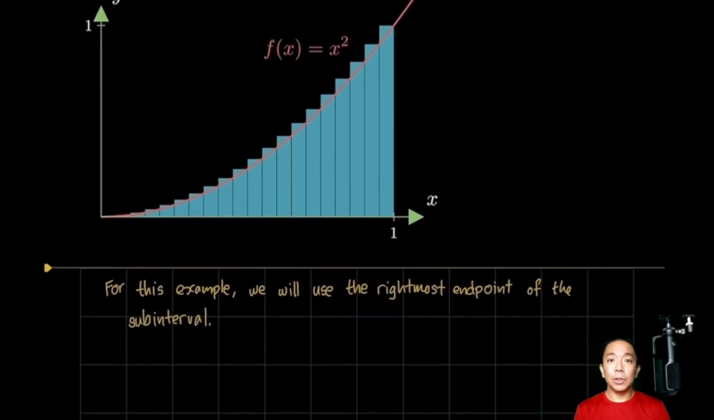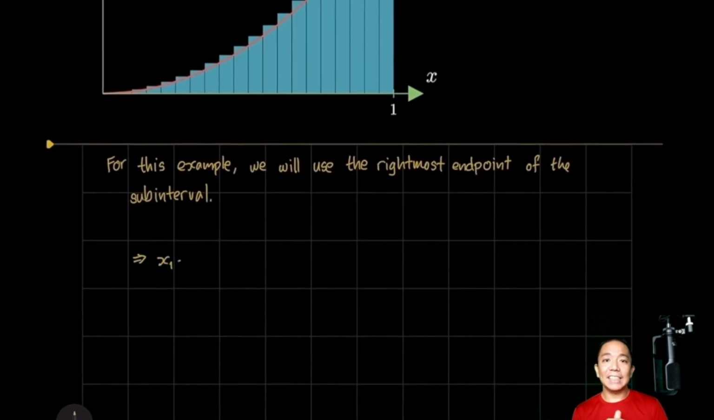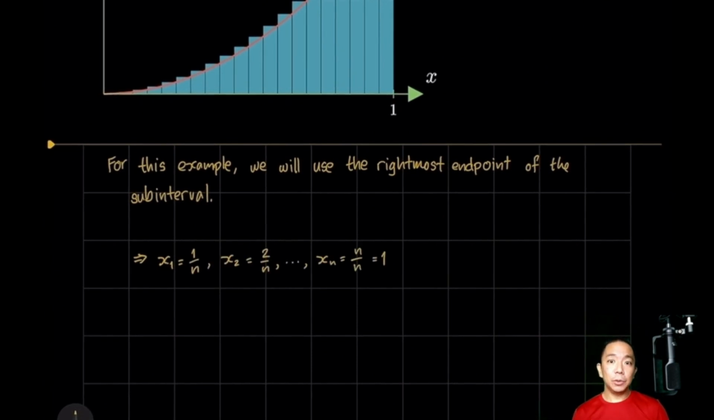So that would mean that our first subinterval, yung 0 papuntang 1 over n, yung x sub 1 natin sa kanya will be 1 over n. And correspondingly, yung x sub 2 will be 2 over n, x sub 3 will be 3 over n, all the way hanggang kay x sub n, which will be equal to n over n.